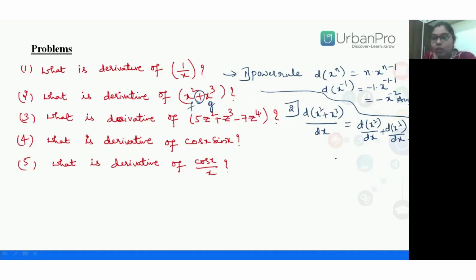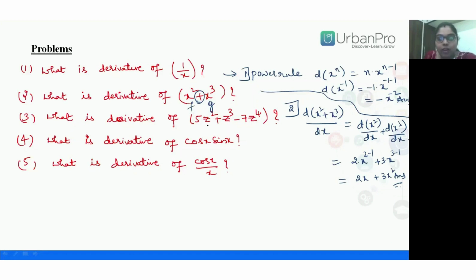And we know the differentiation of x square using the power rule. x power 2 means 2 times x power 2 minus 1. So the answer will be 2 times x power 2 minus 1 plus 3 times x power 3 minus 1. That is 2x plus 3x square. This is the answer for the second question. So let's see what is third.